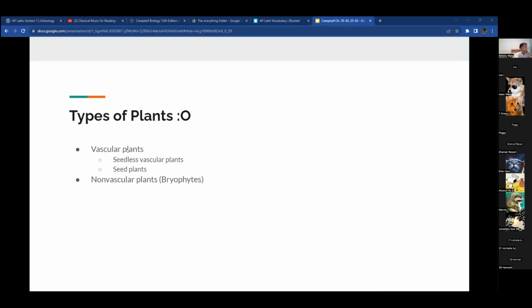Here are the types of plants. Generally, you can categorize plants depending on their vasculature. Vascular plants can be divided further into vascular plants with seeds and vascular plants without seeds. We'll get into these two categories later. And non-vascular plants, there's one group, bryophytes, which are commonly called mosses.